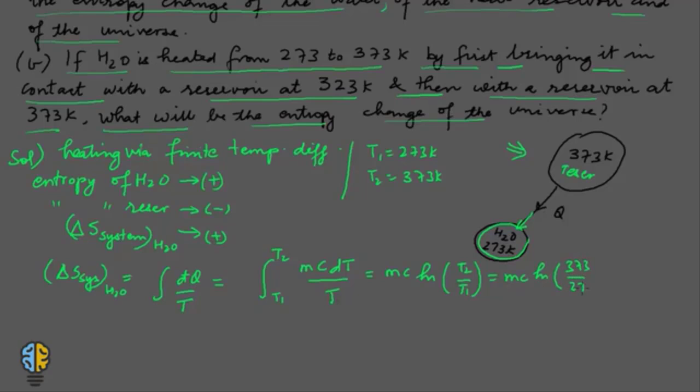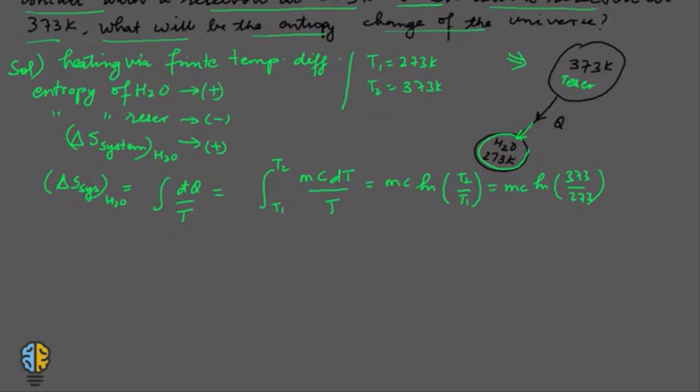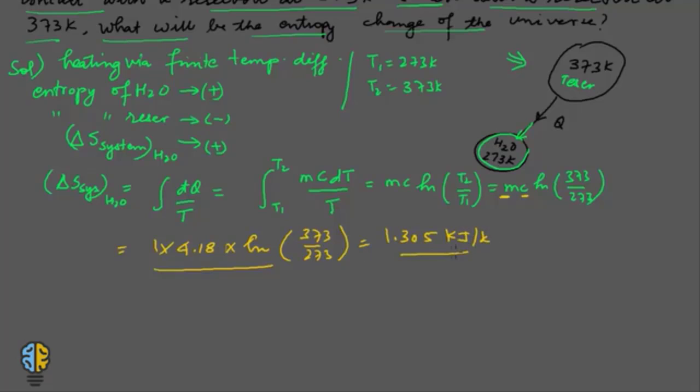373 by 273. Now if you put in the values of m and c, the value of m is 1 kg and the value of c for water is 4.18. So this will become 1 into 4.18 into natural log of 373 by 273. So you can take out your scientific calculator and do the magic with it. So the value would come out to be 1.305 kilojoule per Kelvin.